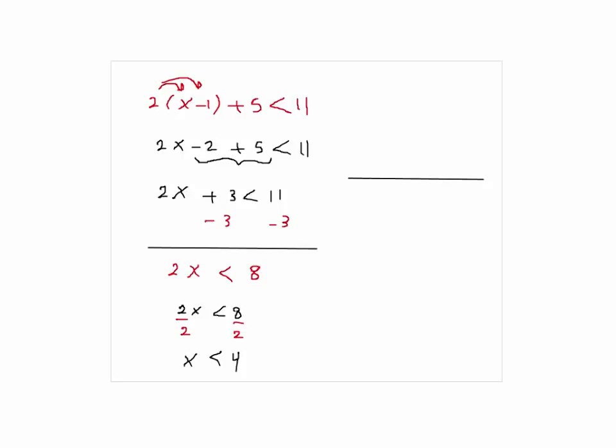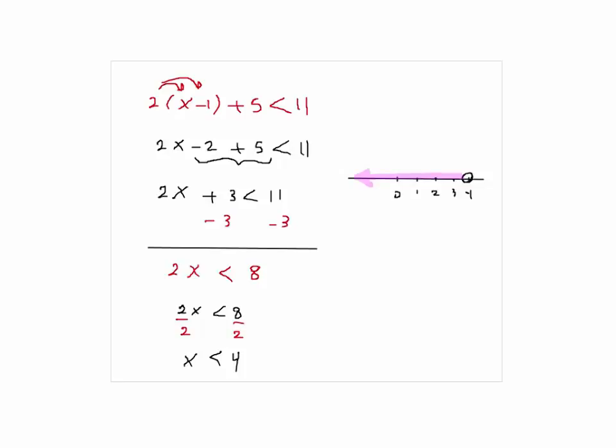Now, to graph the solution, we can locate the number 4. 1, 2, 3, 4. And then this would be number 4. All the numbers that are less than 4. So all the numbers less than 4 would be the numbers to the left of 4. This is how you graph them.